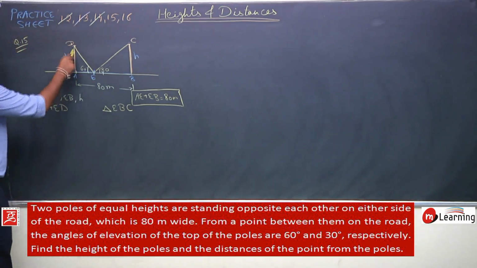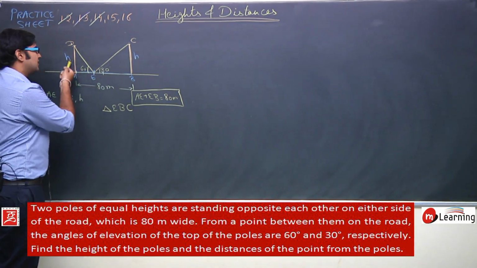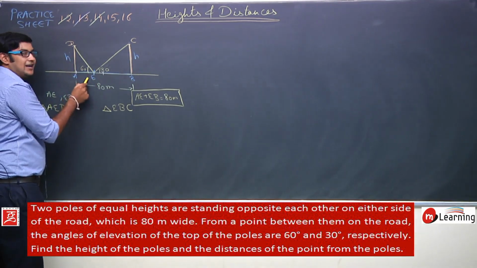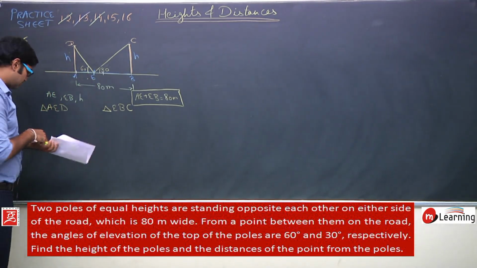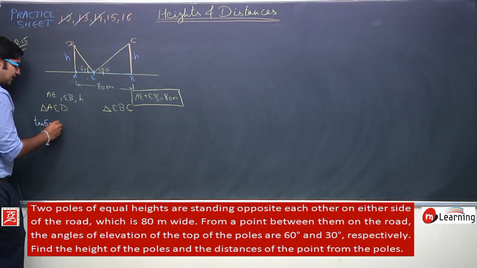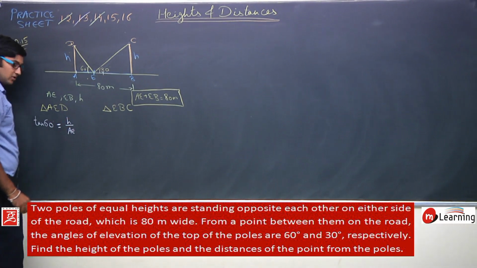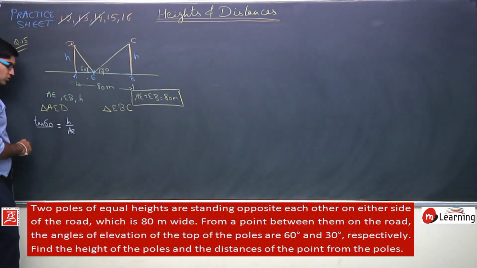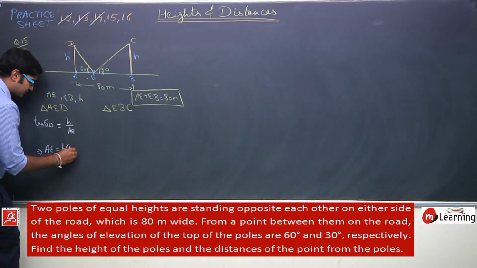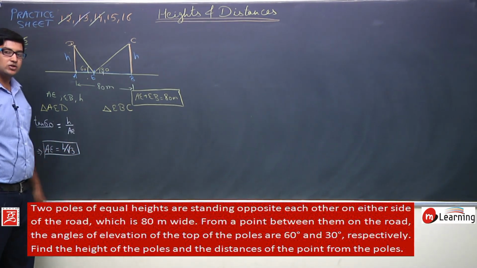Now observe this triangle AED. In this triangle, this angle is 60 degrees. With respect to this angle, this is the perpendicular and this AE is the base. To relate the perpendicular and the base, I have tan theta. So tan of 60 degrees is equal to h upon AE. Tan 60 degrees is root 3. So it implies AE is equal to h upon root 3.